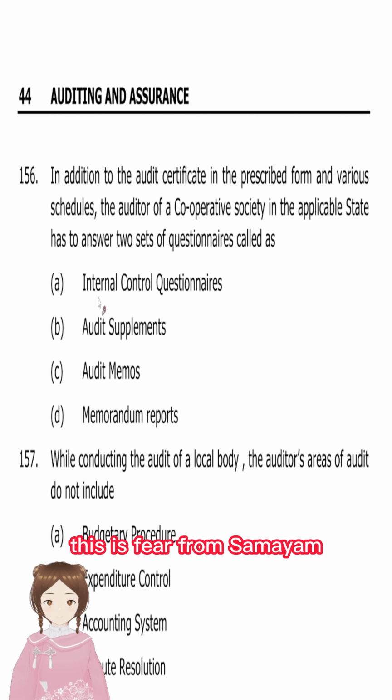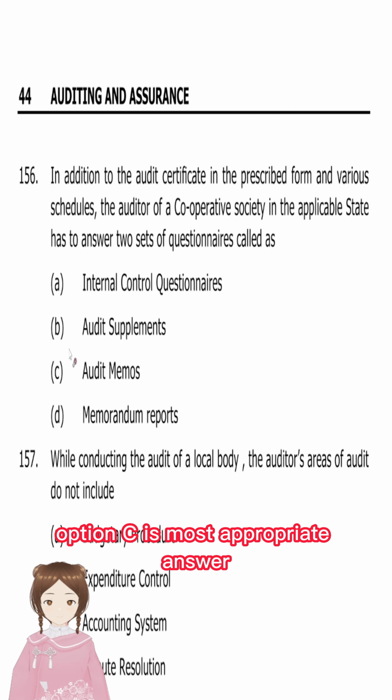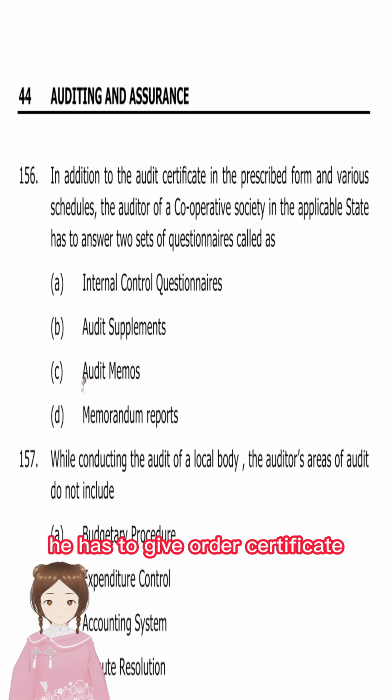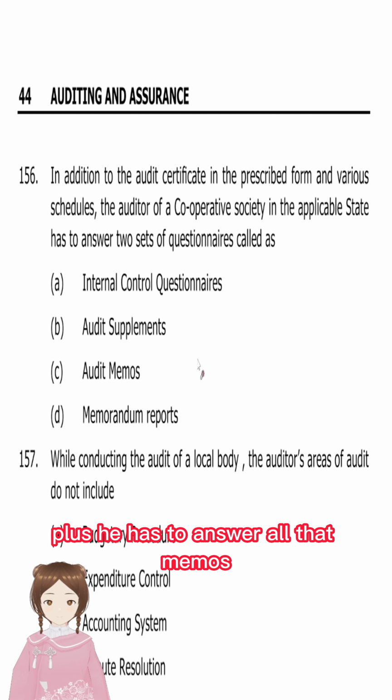Hey Samfam, this is Shreya from Samaya, MCQ 156 CA Inter. In addition to the audit certificate, the auditor of a cooperative society has to give, among the options, two sets of questionnaires called internal control questionnaires, audit supplements, audit memos, memorandum reports. The auditor of a cooperative society has to answer audit memos. Option C is the most appropriate answer. He has to give the audit certificate plus he has to answer audit memos.